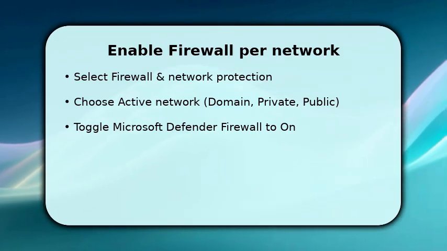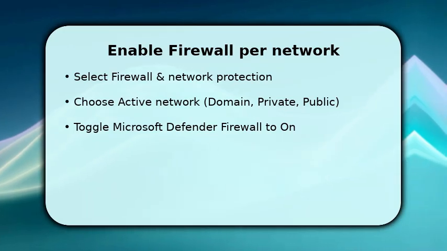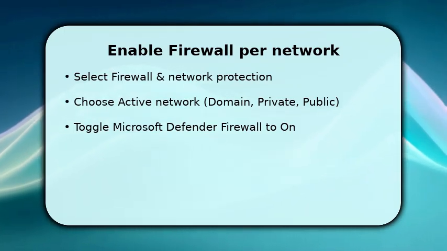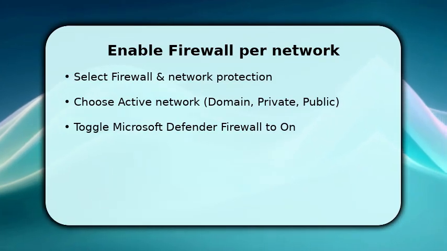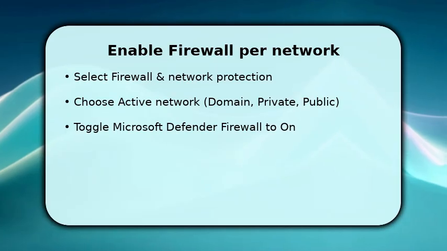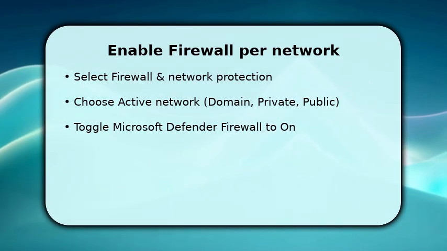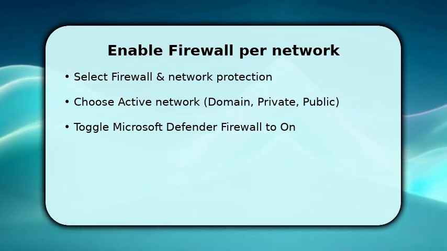Choose the active profile, domain, private, or public, because each has its own firewall switch. You'll need to enable them where applicable. Toggle Microsoft Defender Firewall to on for the active profile, then repeat for other profiles you want protected. You're doing this to block unwanted inbound connections while allowing trusted apps.